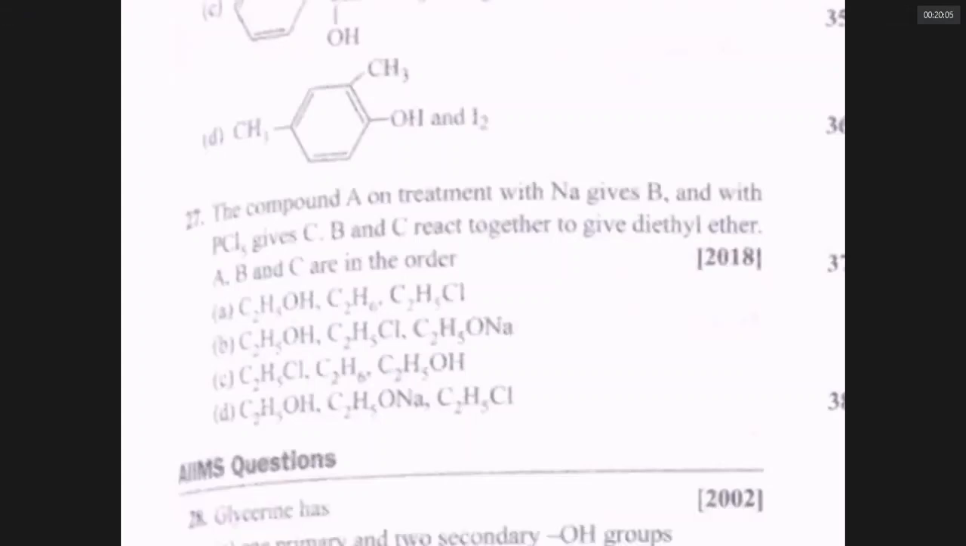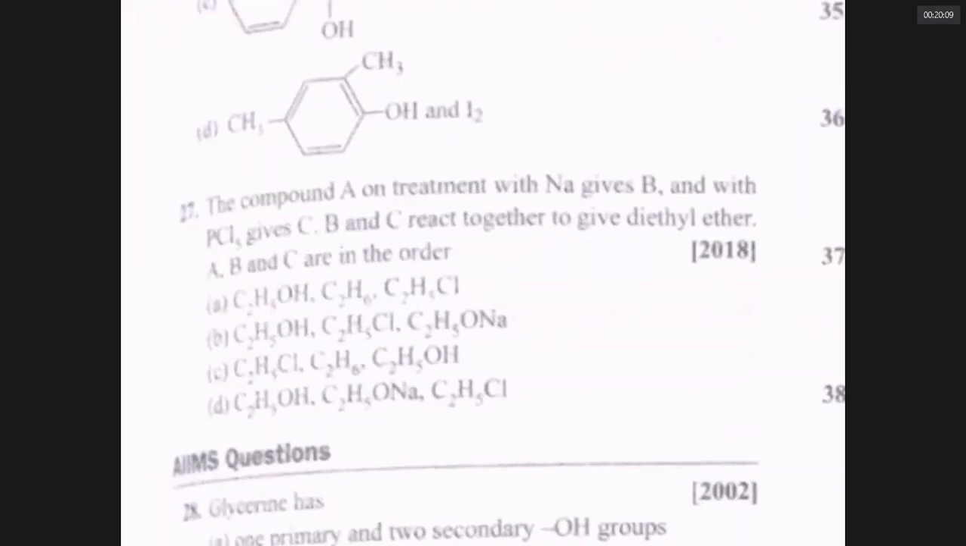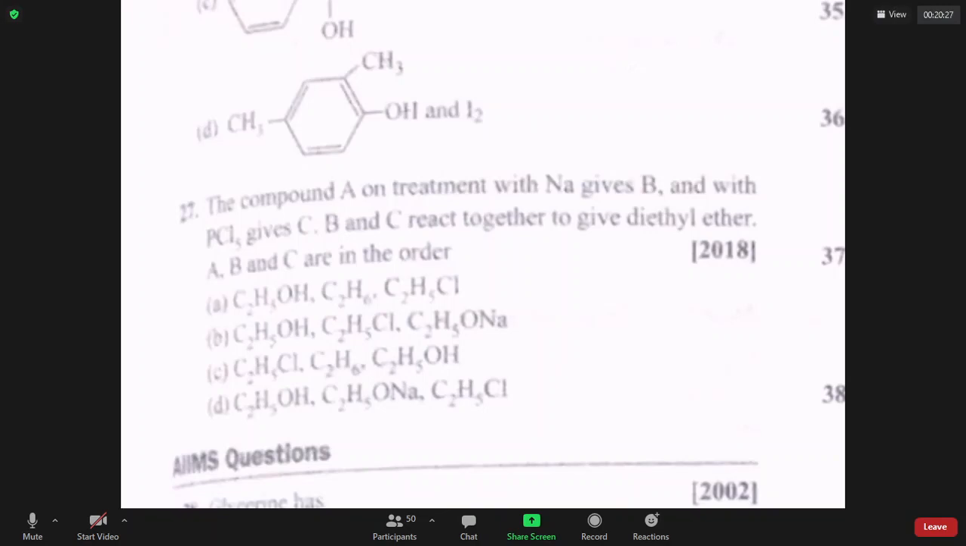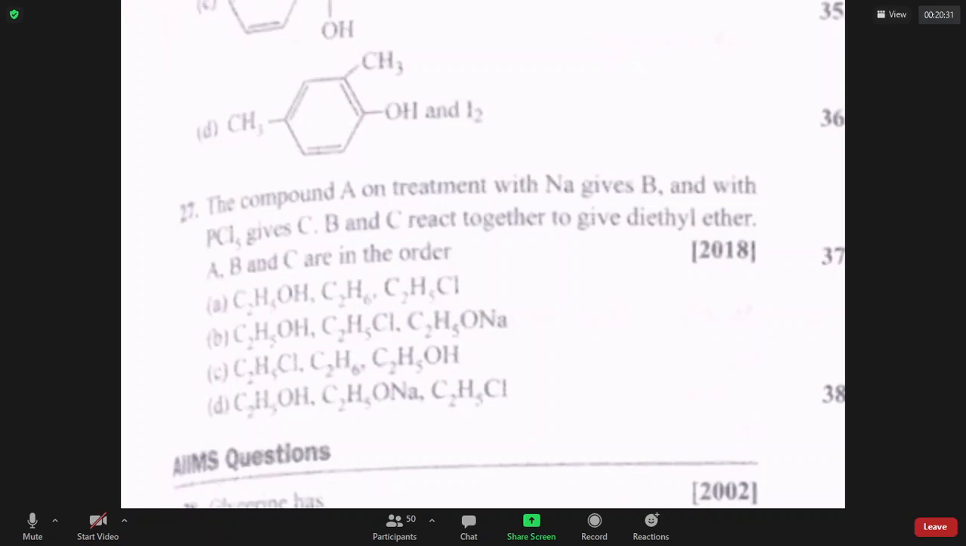Question number 27. Sir, the compound A on treatment with sodium gives B. With PCl5 it gives C. B and C react together to give diethyl ether. A, B, C are the simplest questions. They asked it 10 times in IIT Mains. Last year also in online tests, I think this appeared 4 or 5 times. What is the answer, sir?